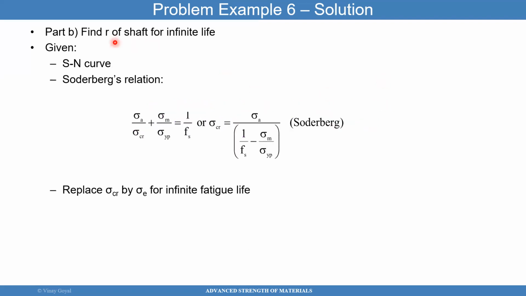So they're asking us to find R for a shaft for infinite life. We know the S-N curve now. We can use the Soderberg relationship that looks like this. To determine when you get infinite life, you can replace sigma critical with sigma endurance. So that's what we're going to do now.